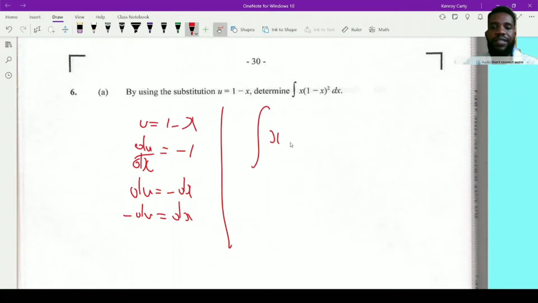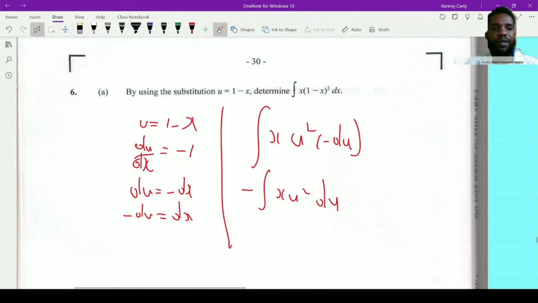So you have x u squared times negative du. Now, why is it that I put a bracket around the negative du? Because I don't want to create the impression that it's a minus du. We're actually multiplying here, and that's the impression I want to create. So I'm going to take the minus sign outside. So I have x u squared du.